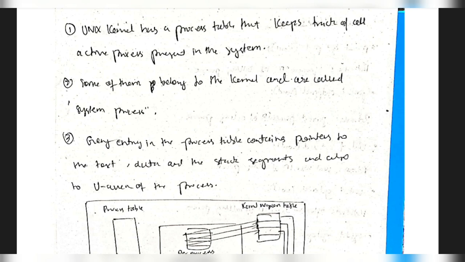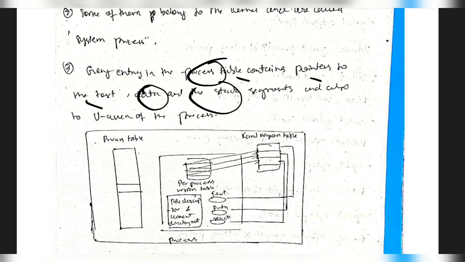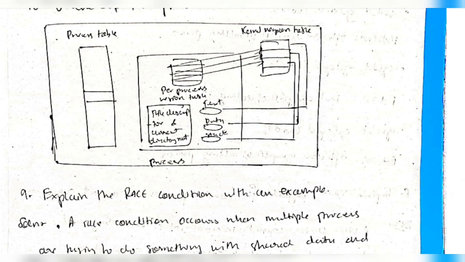Also, you have to mention a few points: the Unix kernel has a process table that keeps all the active process information. Some of them belong to the kernel and are called system processes. Every entry in the process table contains pointers to the text, data, and stack segments, and also to the U area of the process. This is the visual representation. Here we have the process table, and here we have the kernel region table.